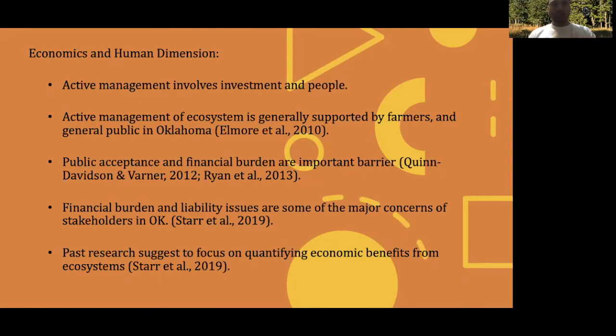Generally, Oklahoma public farmers and landowners are supportive of active management of their forest and grassland. Past research in Oklahoma also suggests the importance of quantifying the economic benefit from the ecosystem to meet the cost of the investment.